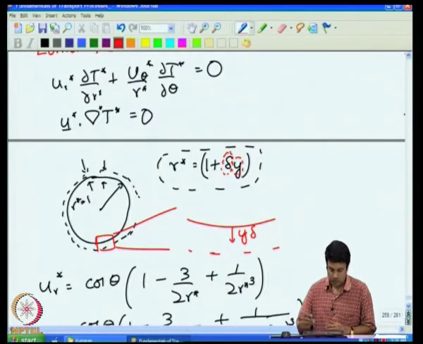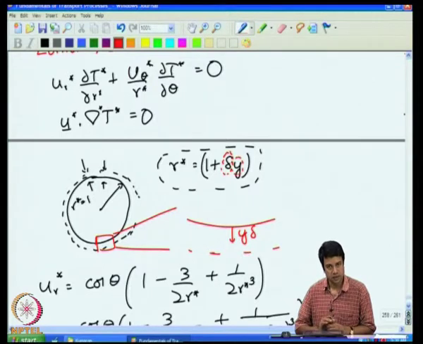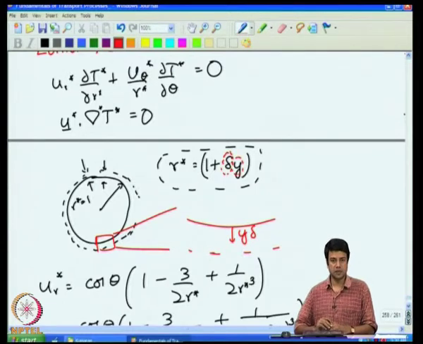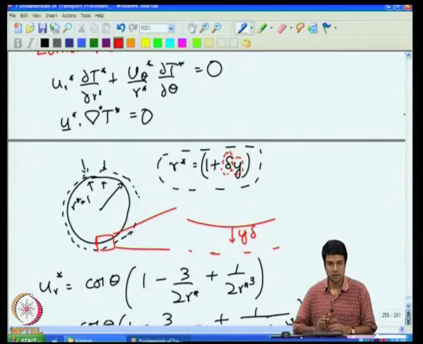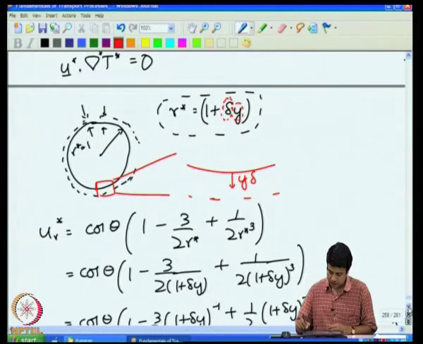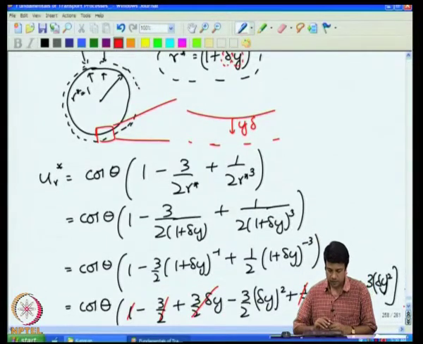Since I am focusing attention on a thin layer near the surface, I do not need the complicated expression for the velocity components. I can use an expression for the velocity components which is accurate near the surface. You get that velocity expression by writing down R equal to 1 plus delta y and then expanding in a series in delta.